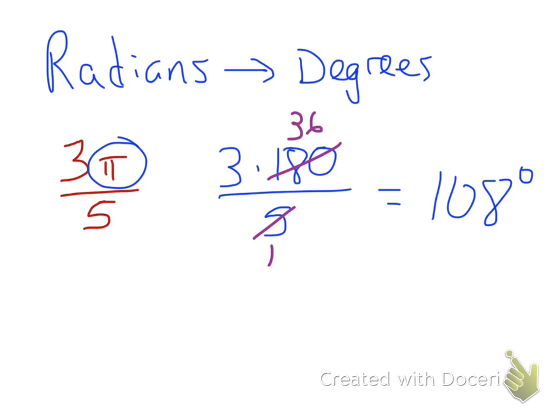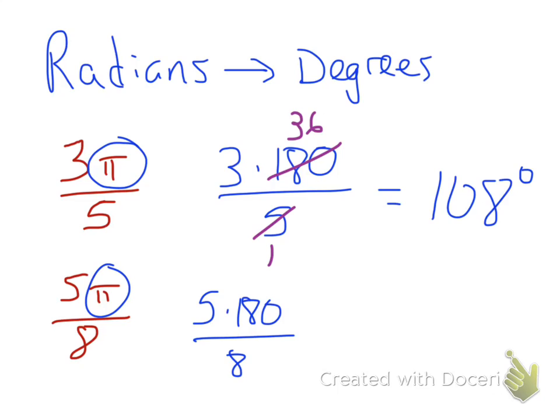Another example, if I had something along the lines of 5 pi over 8, again I'm going to convert that to degrees. So I'd have 5 times 180 divided by 8. 180 divided by 8 will equal 22.5 over 1, and I multiply that now by 5, and I will get 112.5 degrees. And that's how you can convert back and forth.